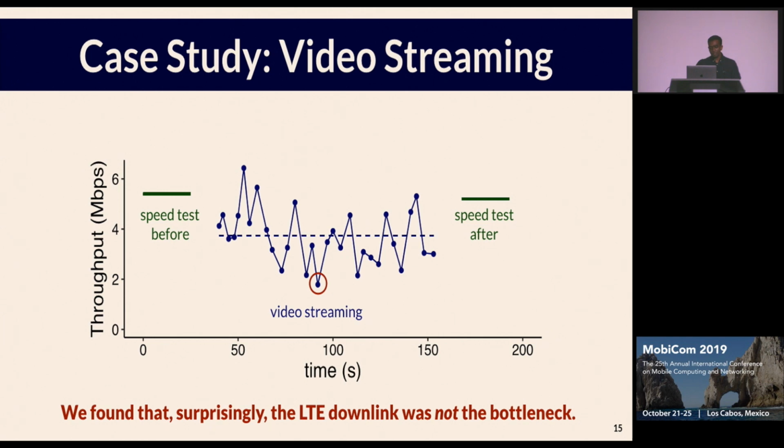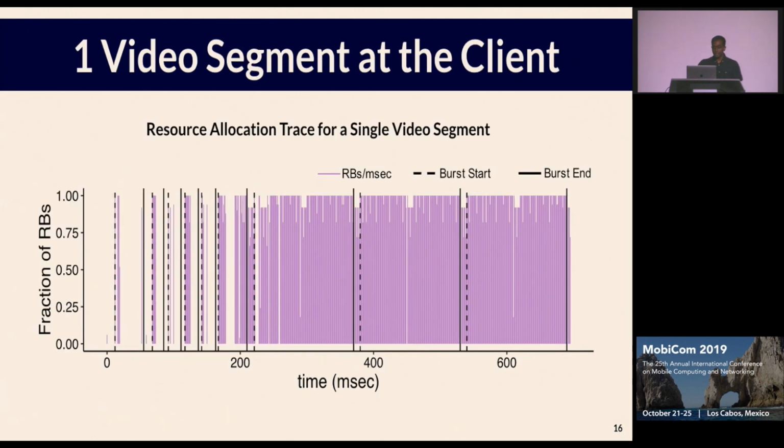We started by verifying that it wasn't the server. In fact, the video server pushed the video segment out in 25 milliseconds. But as you can see here, the client received the segment data over 700 milliseconds. What I'm showing you here is the LTE resource allocation for a single video segment. The x-axis is time, and the y-axis is the fraction of resources scheduled in that millisecond. We ran BurstTracker on this video segment trace. Here are the bursts. BurstTracker tells us that the queue is running empty a lot.